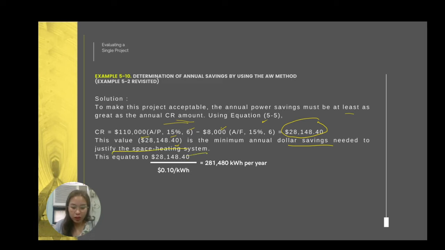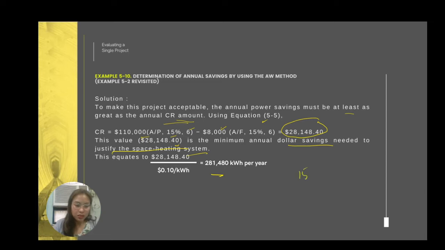So, if we equate this, 28,148 over the 0.10 rate, that would be 281,400 kilowatt hour per year. So, if the space heating system can save 281,480 kilowatt hour per year, it is economically justified.